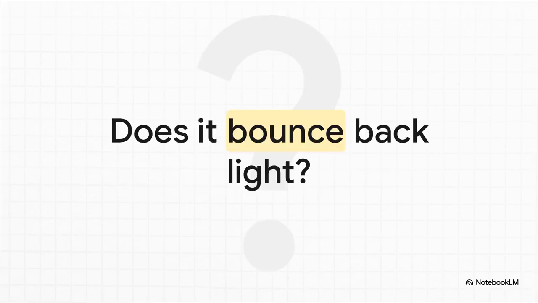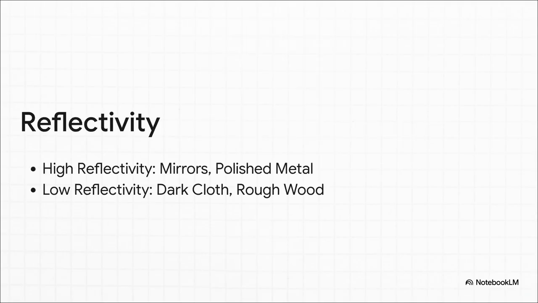All right, next tool. Let's look at how an object plays with light. When you shine a light on something, what happens? Does that light bounce right back at you? This is how we test for its reflectivity. And the result tells you a lot. Things with high reflectivity, like a mirror or a polished metal, look shiny because they're bouncing most of the light back. But things with low reflectivity, like a piece of dark cloth or rough wood, they actually absorb more of that light, and that's why they look dull.